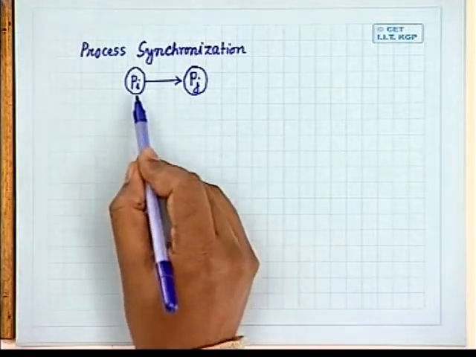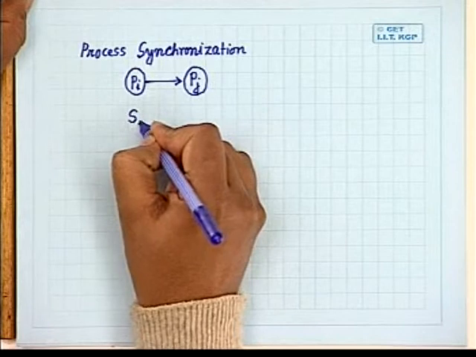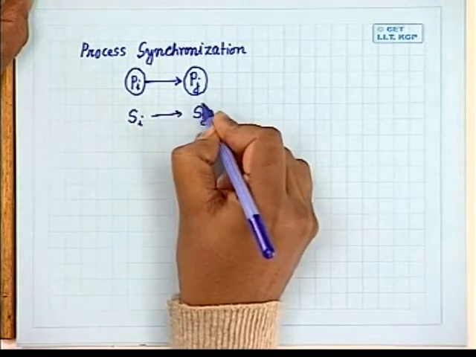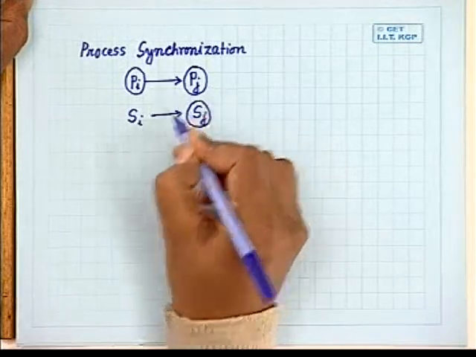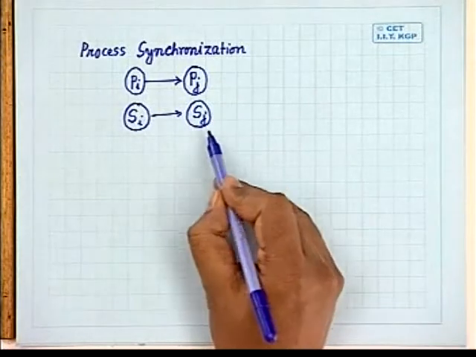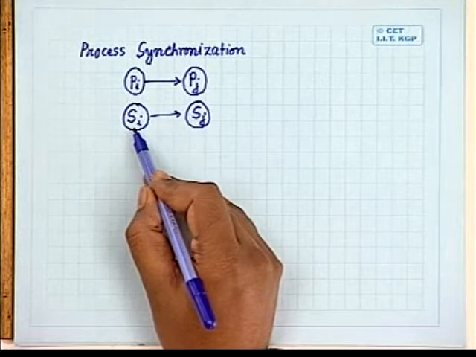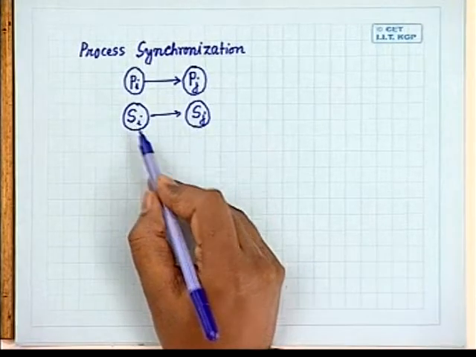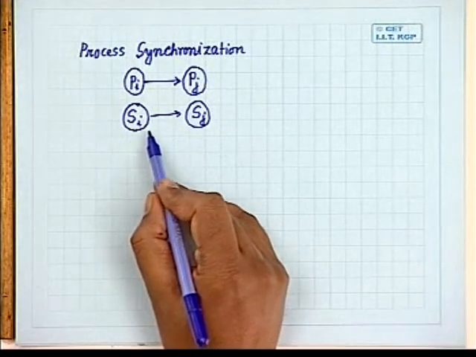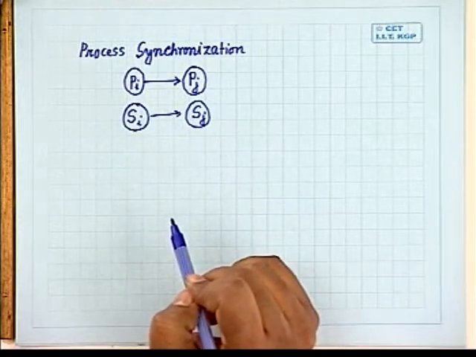Or let me use some other term. Instead of Pi and Pj, let me put them as Si and Sj to avoid the confusion between process Pi and the semaphore operation P. So suppose statement Sj can be executed only after completion of statement Si. So this is a synchronization problem. And you'll find that semaphore variables can also help to solve this synchronization problem.